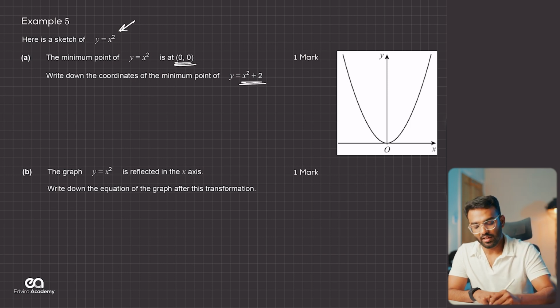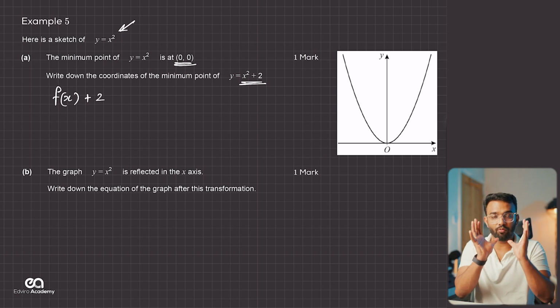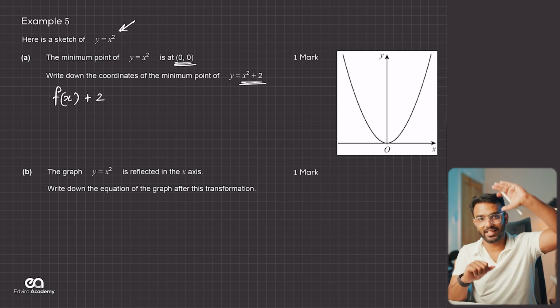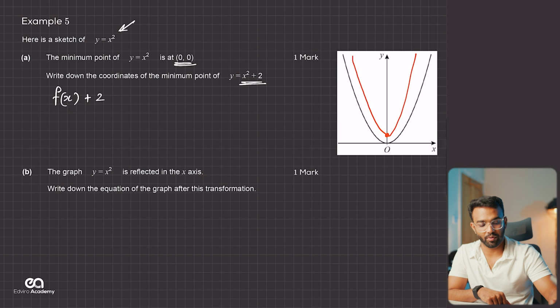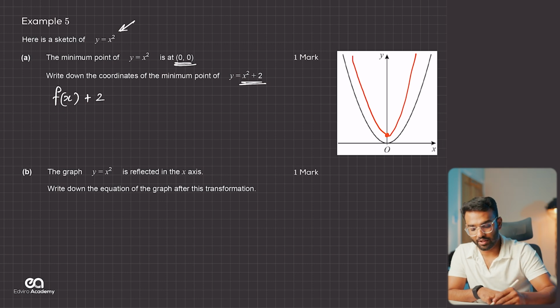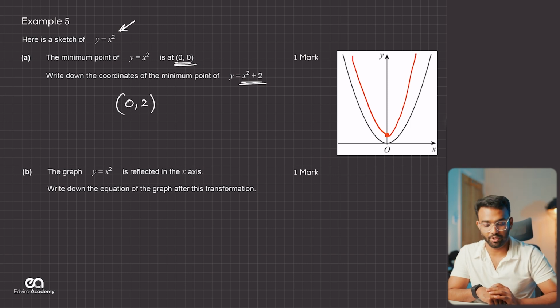What's happening? We have f of x added with 2. So the whole graph will move vertically up by 2. So the whole graph will simply go up something like that, and this becomes your minimum point. You just need to write that coordinate here for 1 mark. That would be 0, 2. Instead of 0, 0, it would be 0, 2.